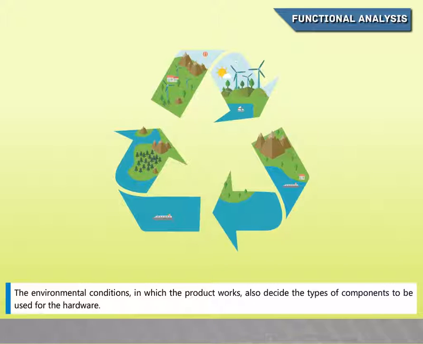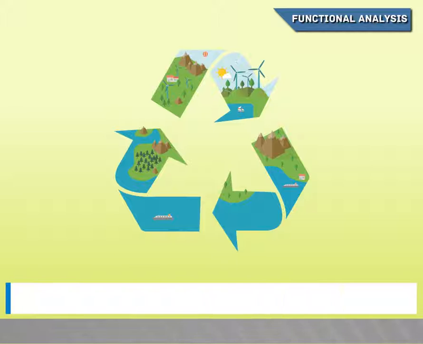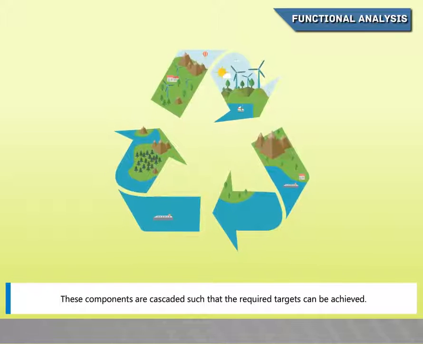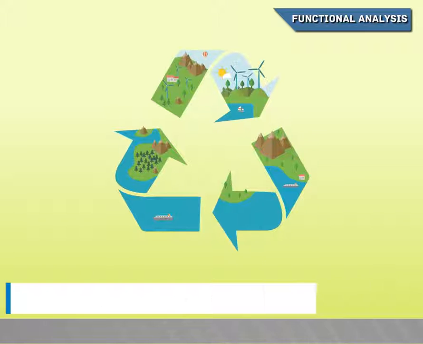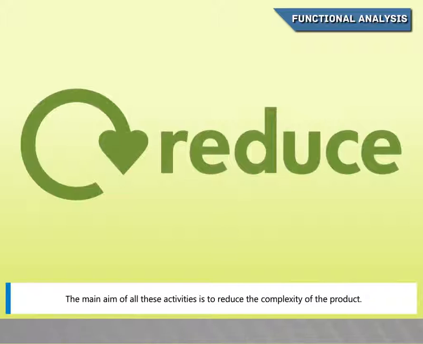The environmental conditions in which the product works also decide the types of components to be used for the hardware. These components are cascaded such that the required targets can be achieved. The main aim of all these activities is to reduce the complexity of the product.